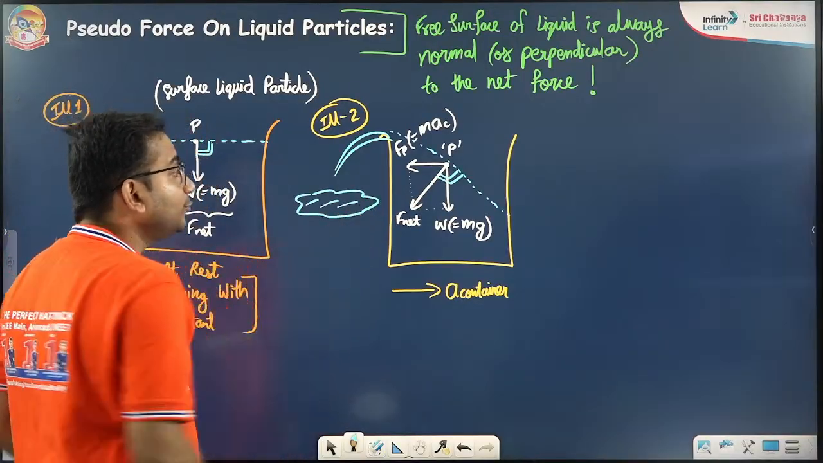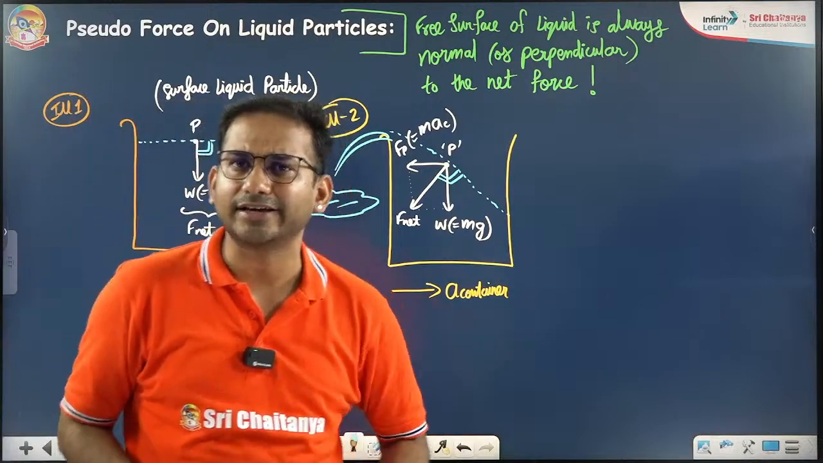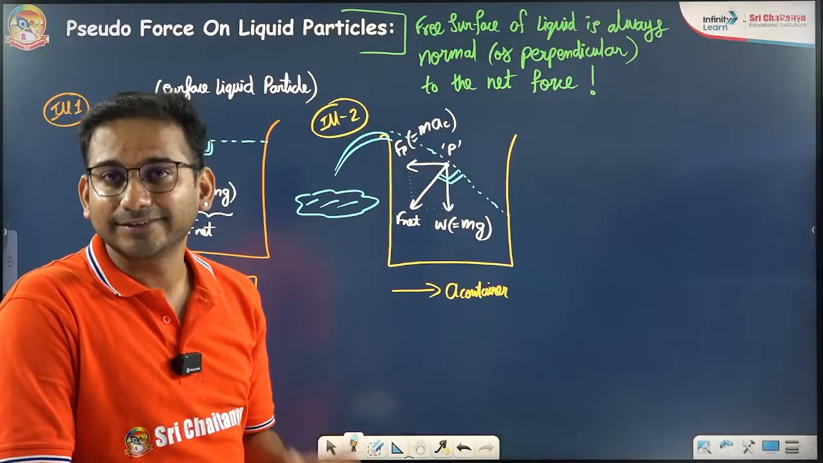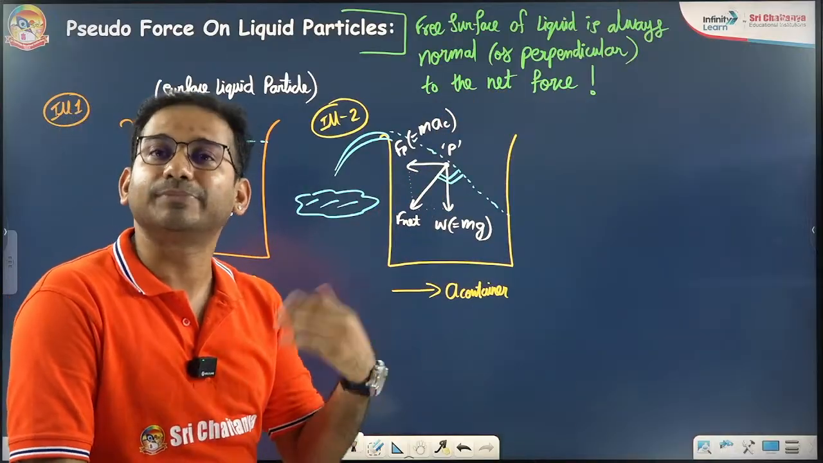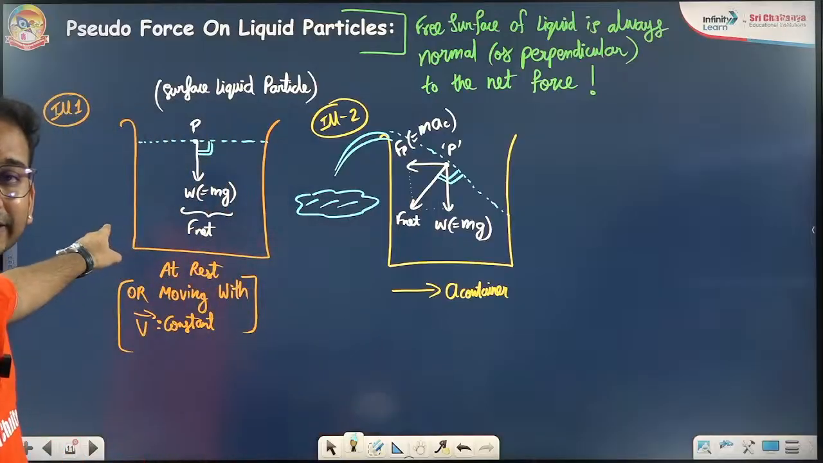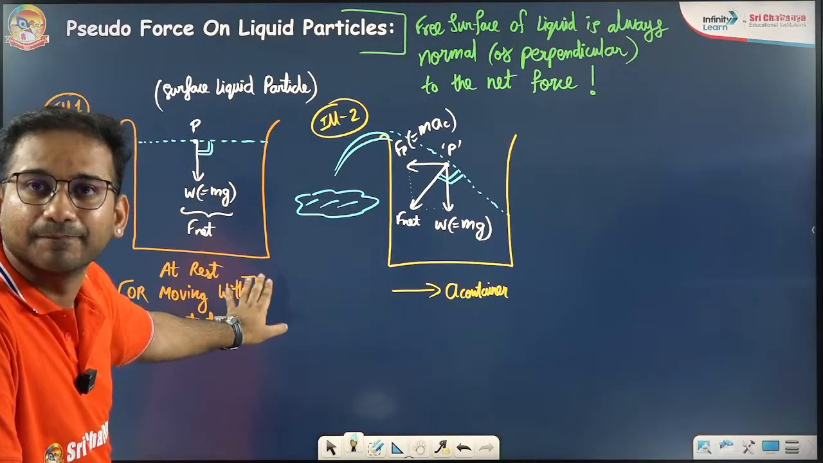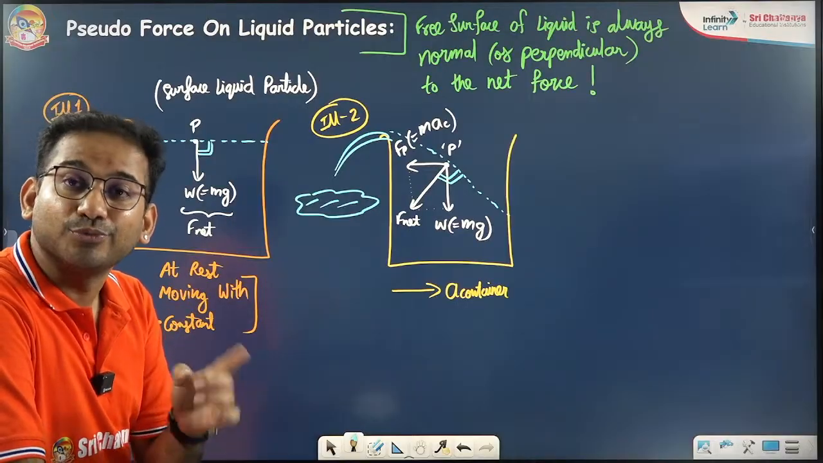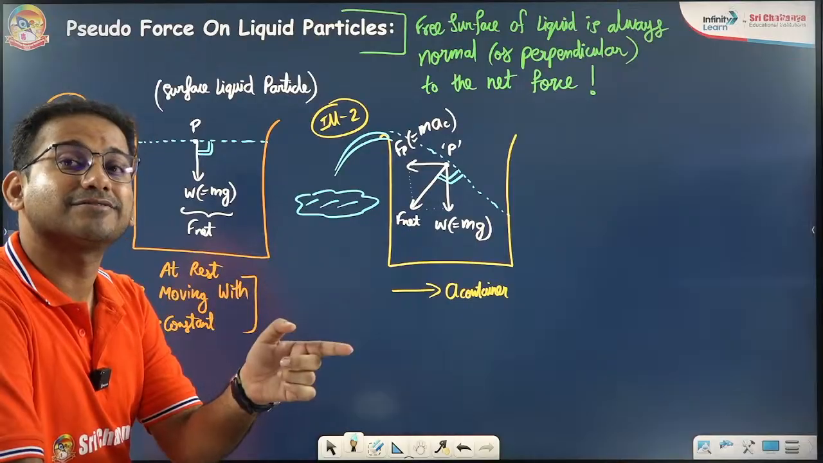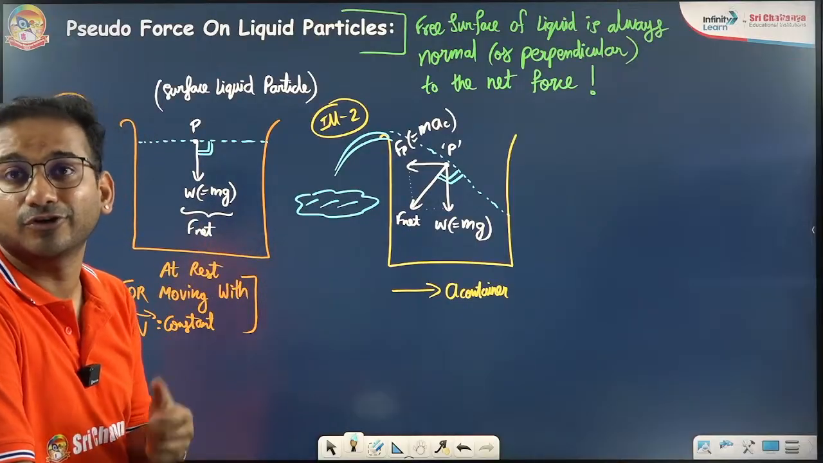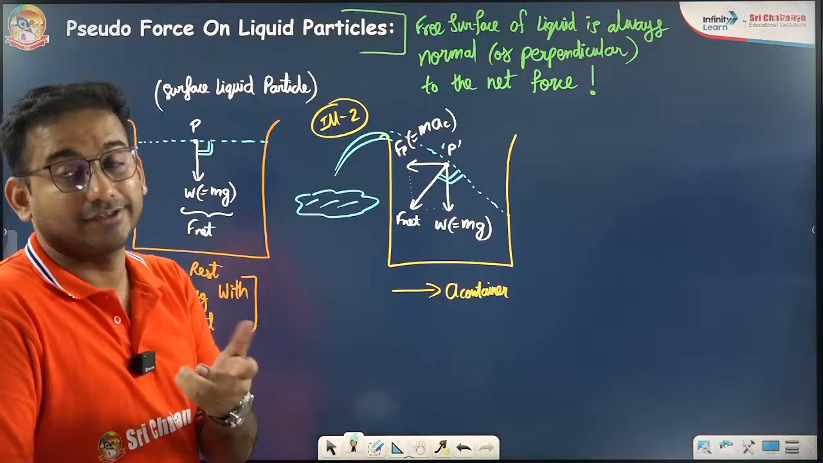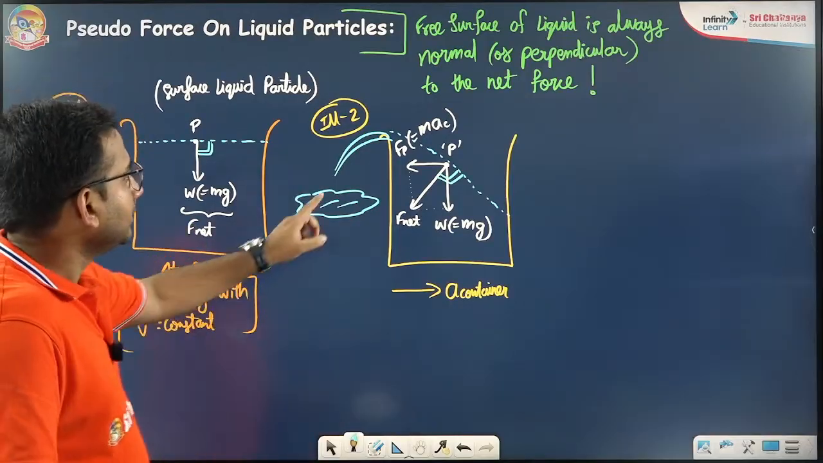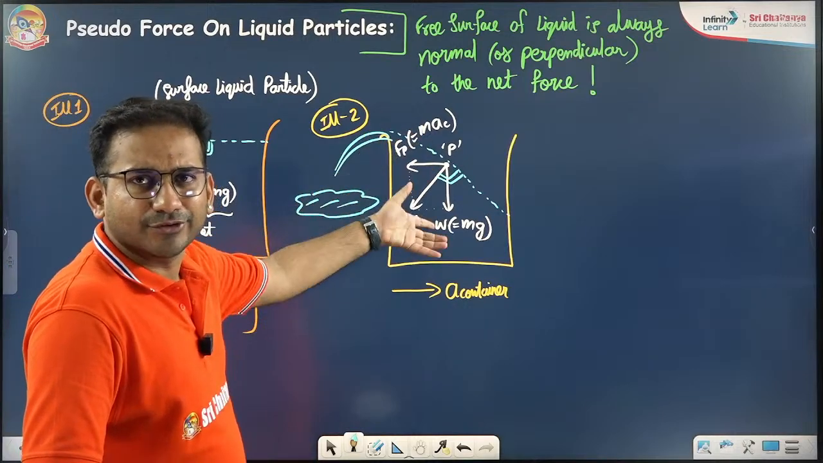Why do you observe this spillover? You observe that in daily life because of the same property of the liquid, that its free surface is always perpendicular to the net force. Again, I'm repeating, in pseudo force we are not interested in the direction of motion. We are interested in whether there is an acceleration of the frame of reference or observer or not, and if there is, in which direction. So we are interested in acceleration, not the velocity. Here we introduce the pseudo force.